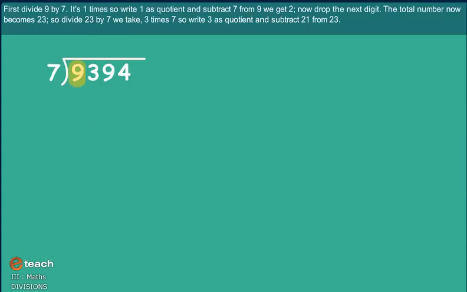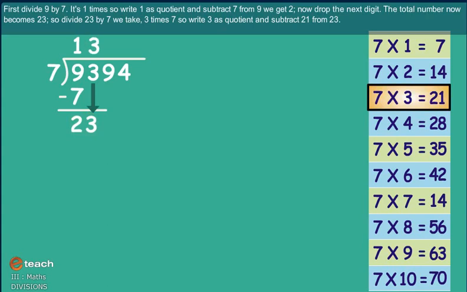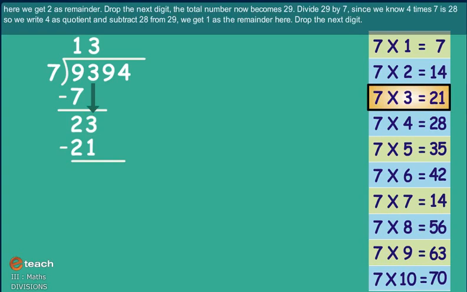First divide 9 by 7. It's 1 times, so write 1 as quotient and subtract 7 from it. We get 2. Now drop the next digit. Total it becomes 23. So divide 23 by 7. We take 3 times 7. So write 3 as quotient and subtract 21 from 23. There we get 2 as remainder.